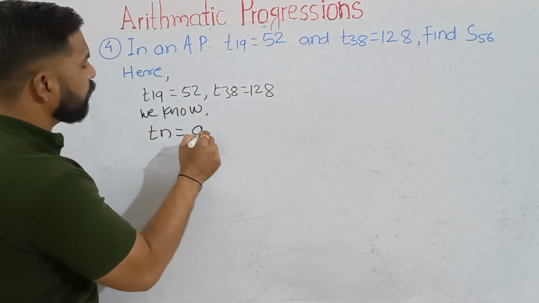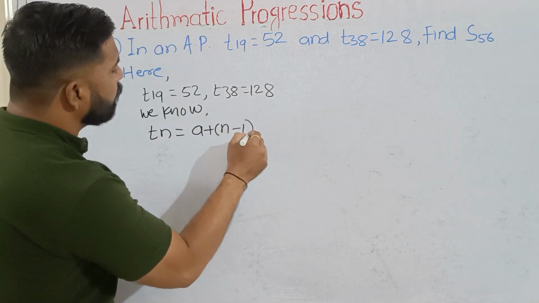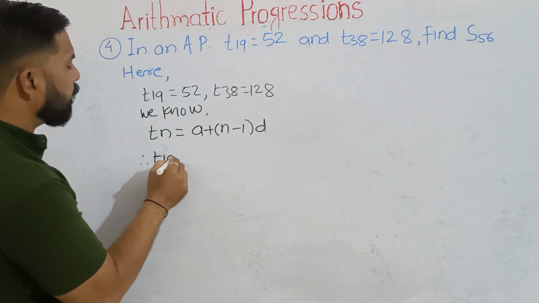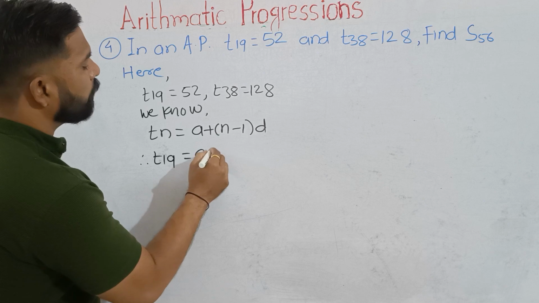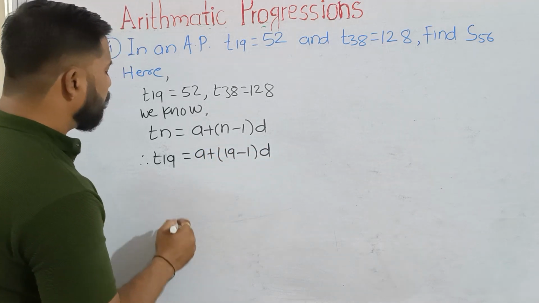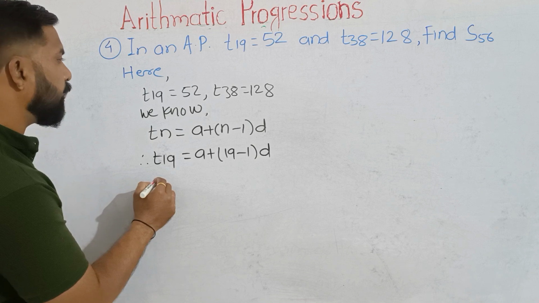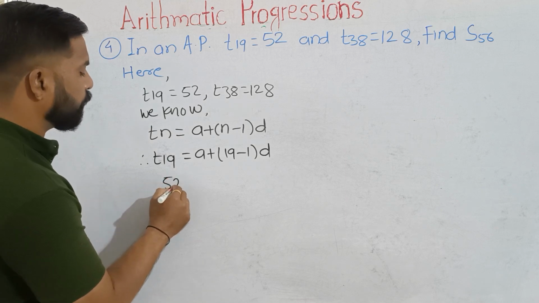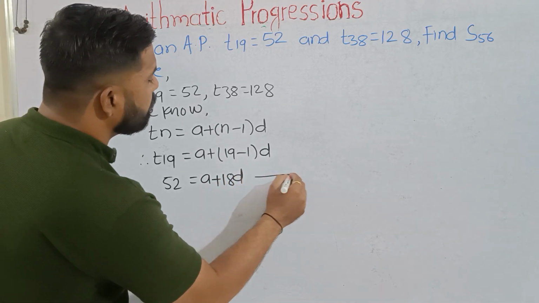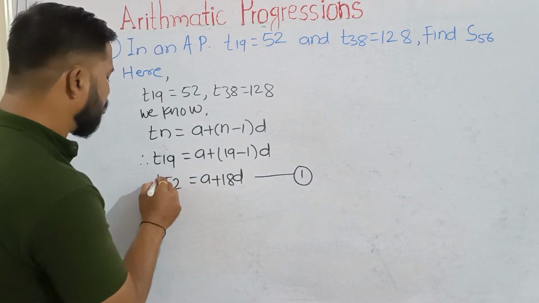Tn is equal to a plus n minus 1 into d. Therefore, T19 is equal to a plus 19 minus 1 into d. What is the value of T19? 52 is equal to a plus 18d. This is equation number 1.